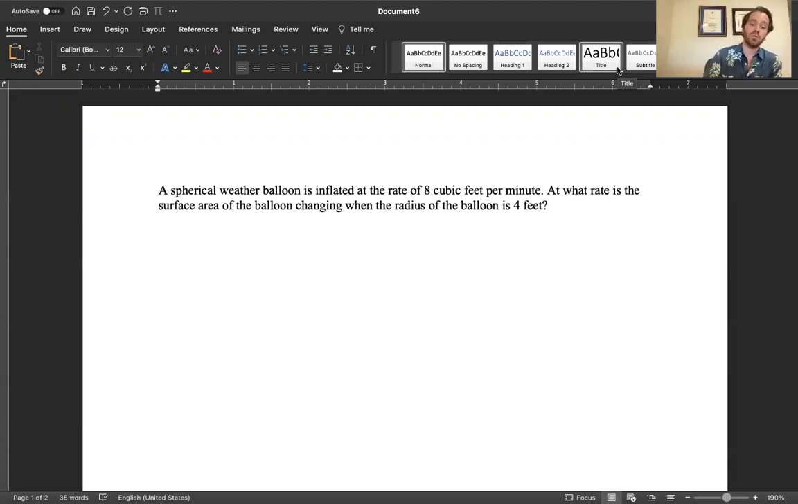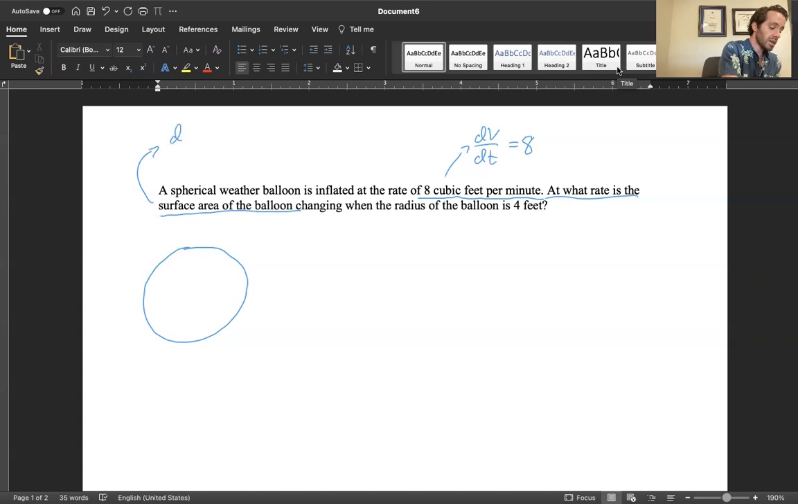A spherical weather balloon is inflated at the rate of 8 cubic feet per minute. At what rate is the surface area of the balloon changing when the radius of the balloon is 4 feet? We'll get a picture going in here. So it is spherical, and the inflation rate is 8 cubic feet per minute. This means that dV/dt is going to be positive 8. At what rate is the surface area of the balloon changing? That means that we want dS/dt.